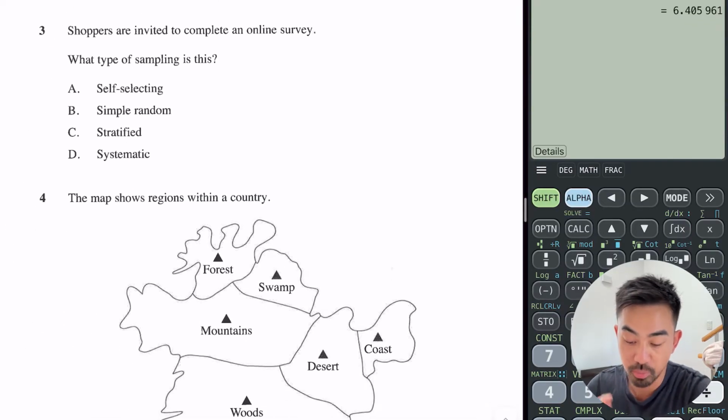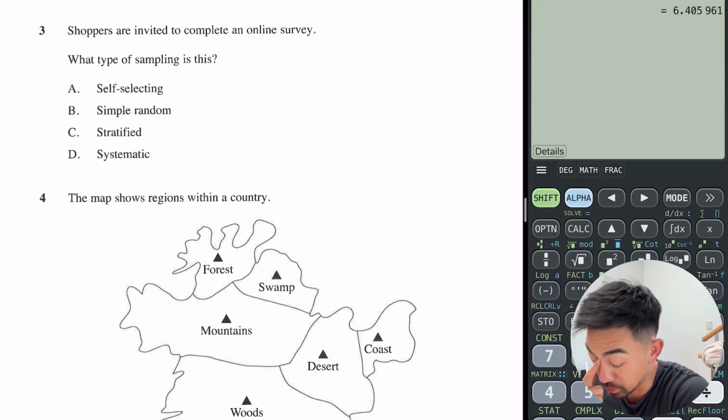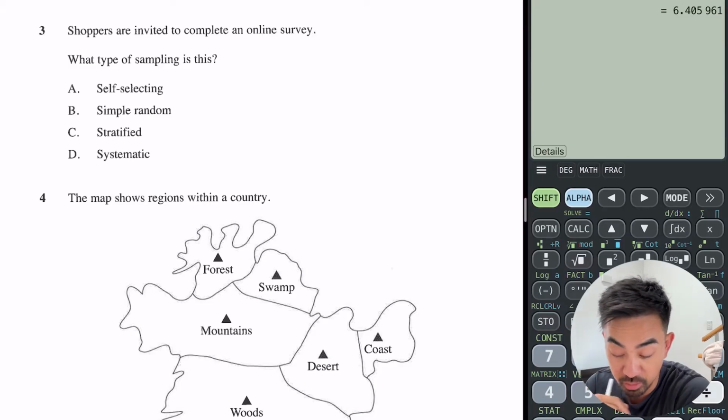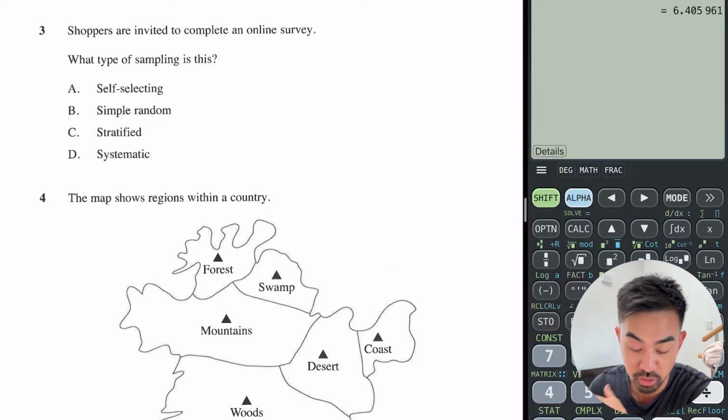Shoppers are invited to complete an online survey. What type of sampling is this? Okay, because they're invited to complete a survey, it's either self-selecting, could be random, not really, stratified, not, systematic, no, so self-selecting, A.